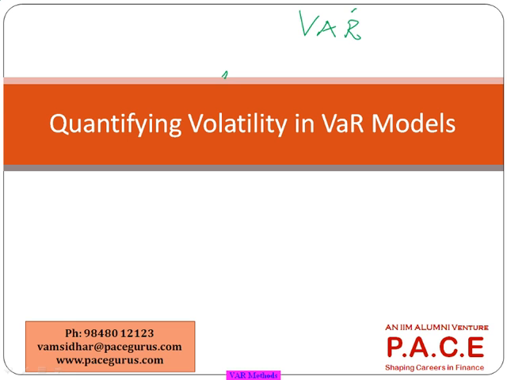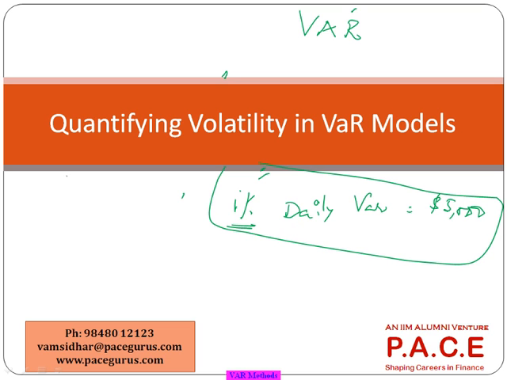See, the way the VAR is actually represented is with this kind of a notation. Probably 1% daily VAR is equal to probably $5,000. What does this mean? There is a 1% chance, which is something to do with the confidence level and significance levels. Every time the VAR has to be quoted in this way itself.